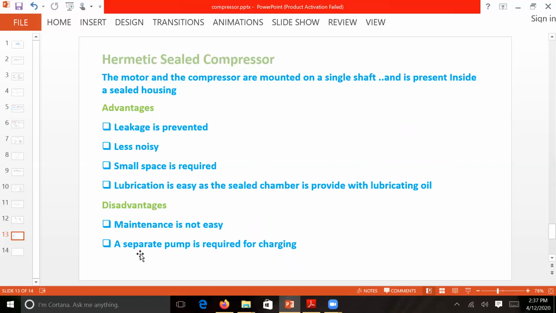So your entire plant or compression system needs to be shut down. A separate pump is required for charging, because once you open the compressor, there will be leakage. So a separate vacuum pump will be needed for charging and discharging.